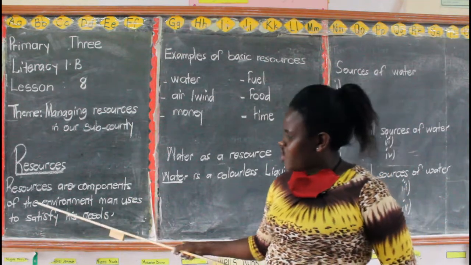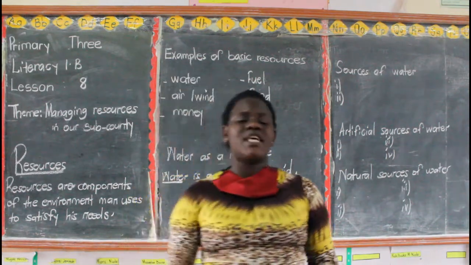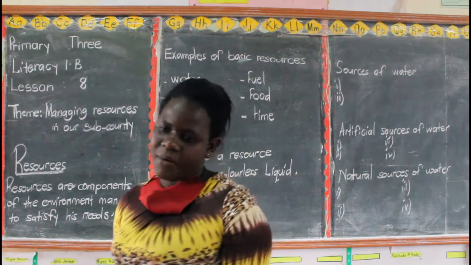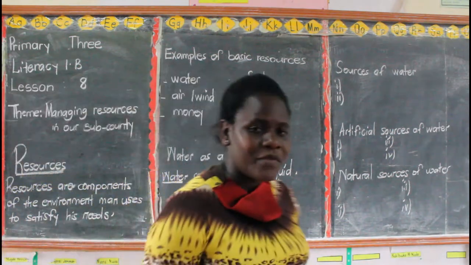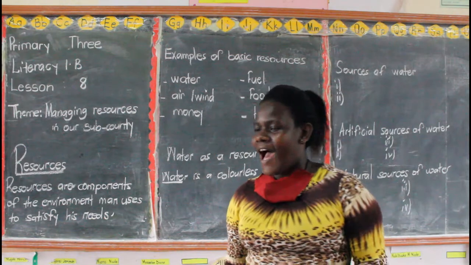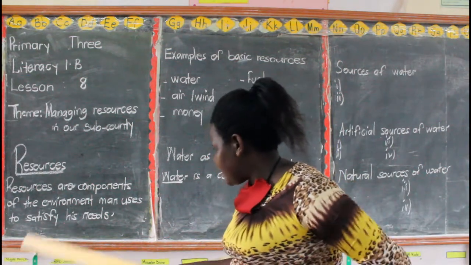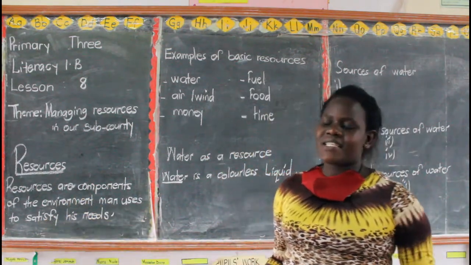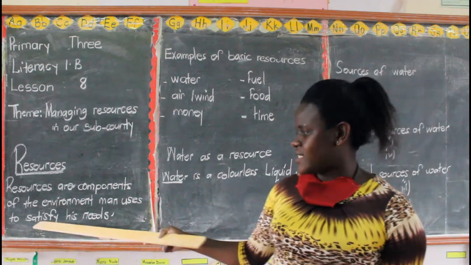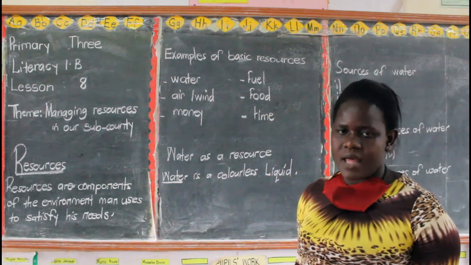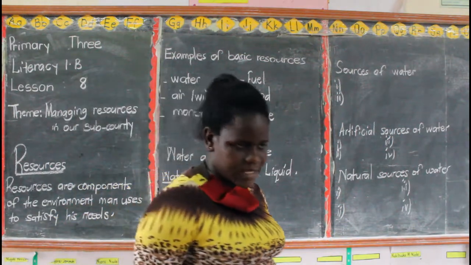So here they are saying resources are components of the environment man uses to satisfy his needs. Are we together, children? Jemima, are you there? Wonderful. So that's it. Resources are components of the environment man uses to satisfy, to meet his needs. You can either say satisfy or to meet his needs. Are we together? Resources are components of the environment man uses to satisfy his needs.